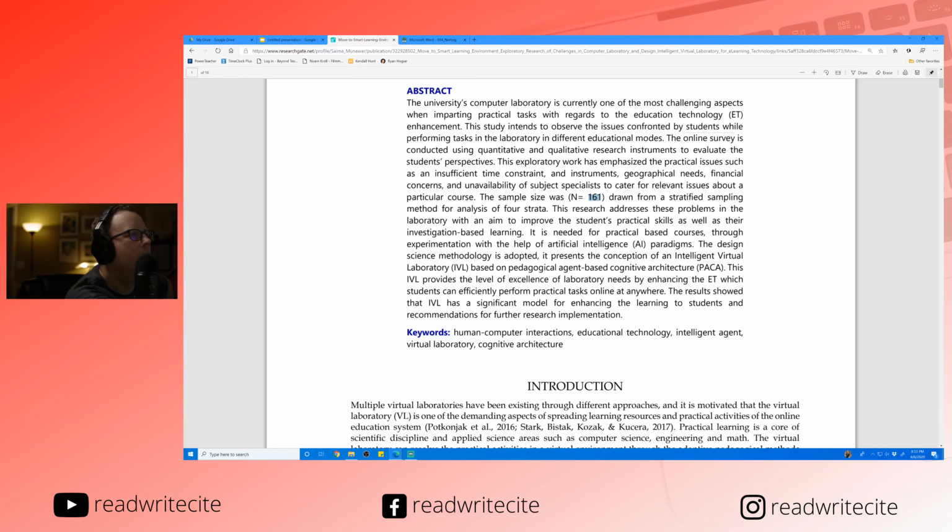This research addresses these problems in the laboratory with an aim to improve the students' practical skills as well as their investigation-based learning. Okay, this is what they were hoping to do. It is needed for practical-based courses through experimentation with the help of artificial intelligence paradigms. The design science methodology is adopted. It presents the conception of an intelligent virtual laboratory, IVL, based on pedagogical agent-based cognitive architecture, PACA.